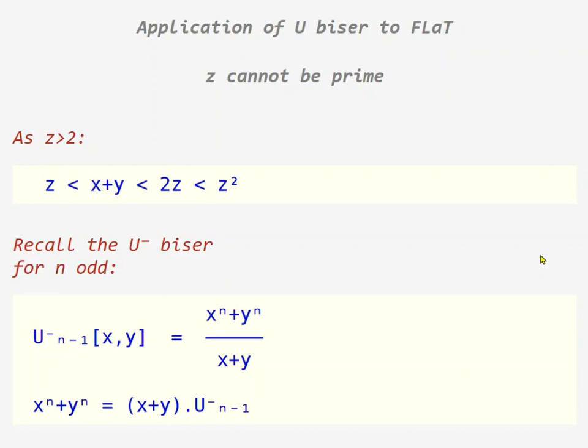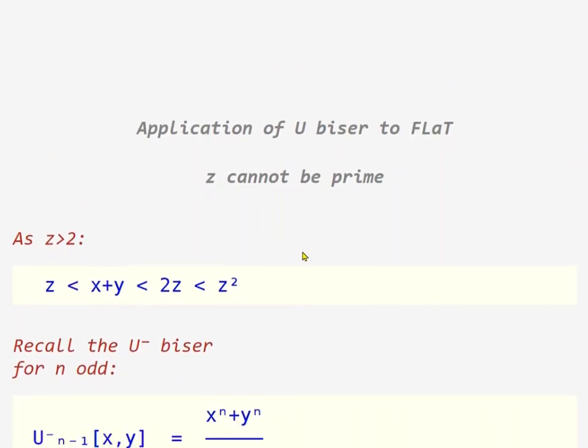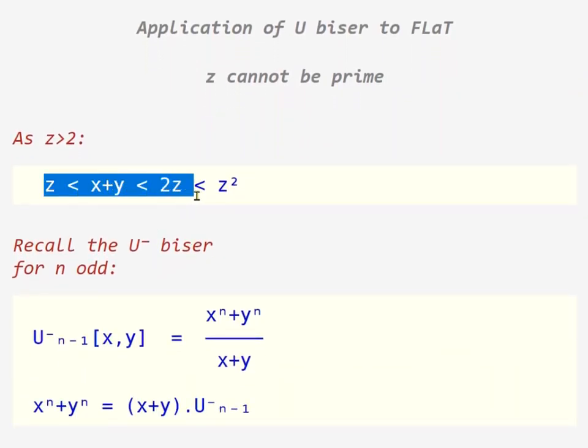So let's try and apply the unique Biser to Fermat's last theorem. We're going to try and prove that z cannot be prime. It's not a lot, but it's a start, isn't it? So, remember x must be 1 at least, so y must be 2 at least, so z must be greater than 2. We had before this, 2z must be less than z squared, so x plus y must lie between z and z squared.